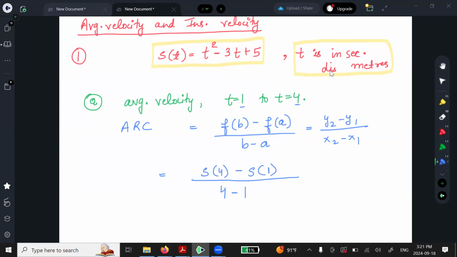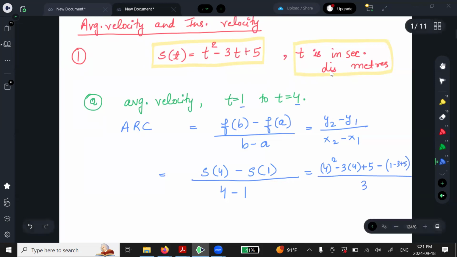Okay? Now, what is S of 4? Somebody calculate this for me. Plug 4 in your function. What do you get? See, no need to differentiate for average velocity or average anything. So I got 1 minus 3 plus 5. I'm just plugging in the function. You don't have to write all this. You can just plug numbers on your calculator and write the final answer out.